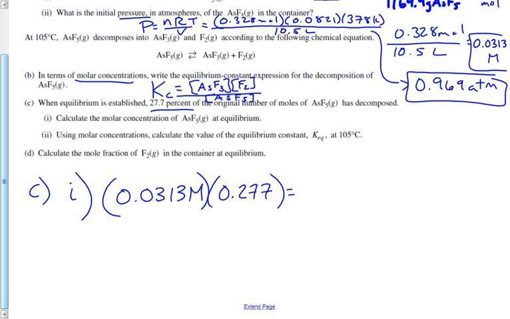By the way, I'm just writing this down because I just heard everybody say multiply by 27.7. Why is that? So 27.7% of the original moles have decomposed. That means 27% of it is gone over there, correct? Aha. So you could get this answer and then subtract it as well, couldn't you? Or what is it going to be? 72.3% still present.